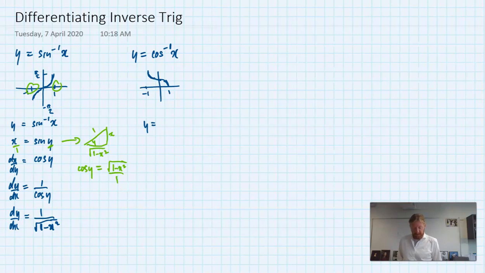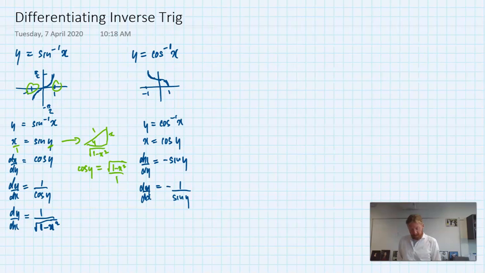So exact same procedure. y equals cos inverse x. x equals cos y. Find dx dy. dx dy equals, cos goes to minus sine of y. Now I have to draw a different triangle here. I'll just flip it. dy dx equals -1 on sine y.